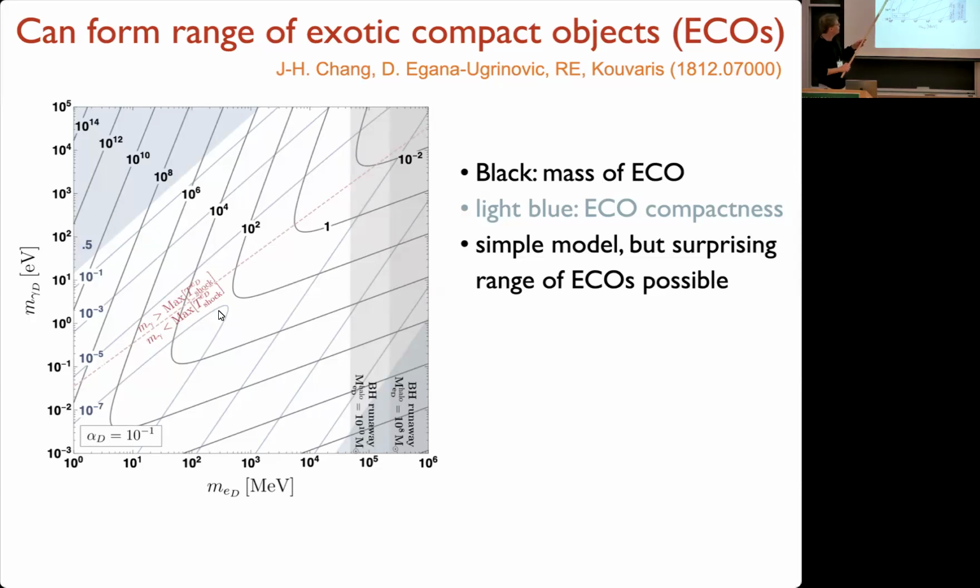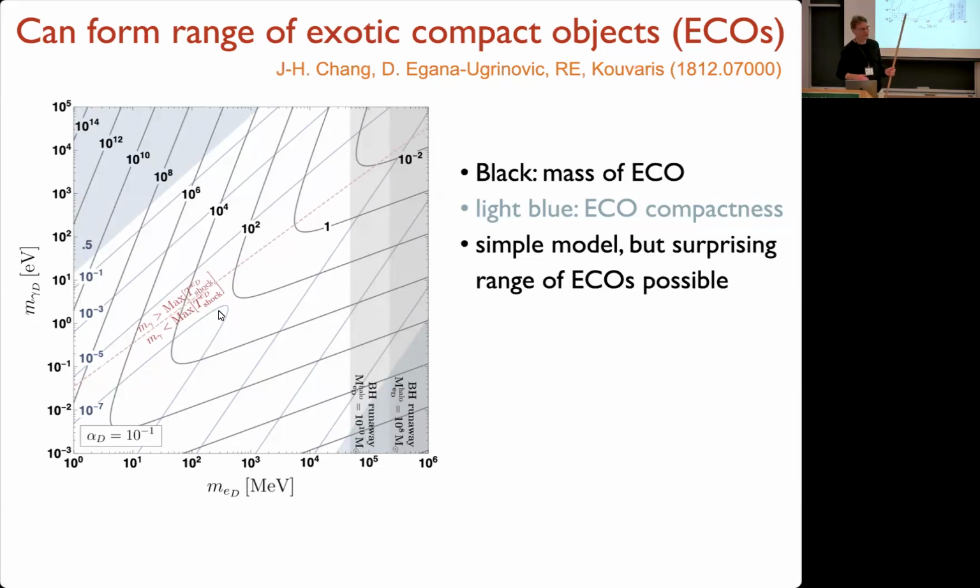And then in blue here is the compactness. So this is a compactness of 0.1. That's a compactness of 0.5. Everything above here would be a black hole. Here is 0.1. A neutron star is about 0.1, 0.2 or so. The sun is about 10⁻⁶. So you can even get compact objects that have the compactness that the sun has, in this parameter space. And this is for a particular choice of alpha dark. And of course, you can easily vary over that and see what you get.